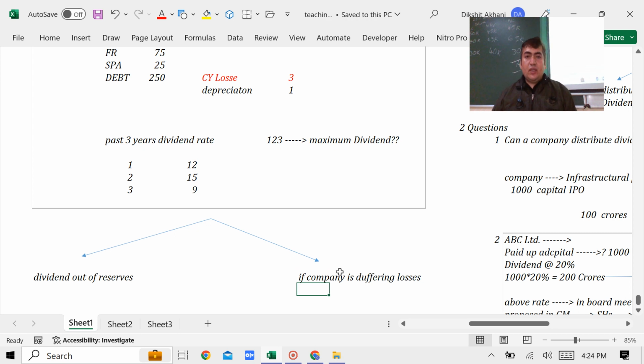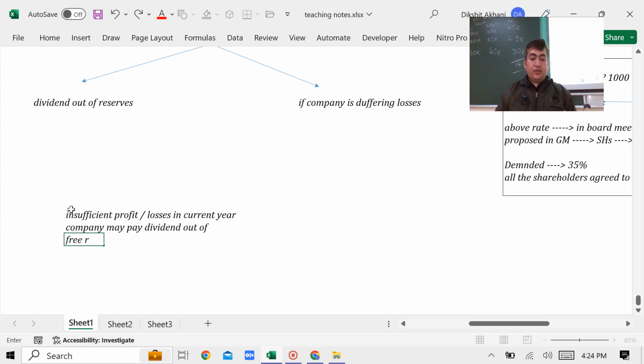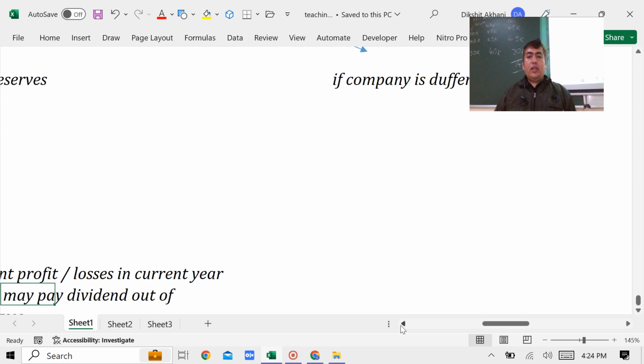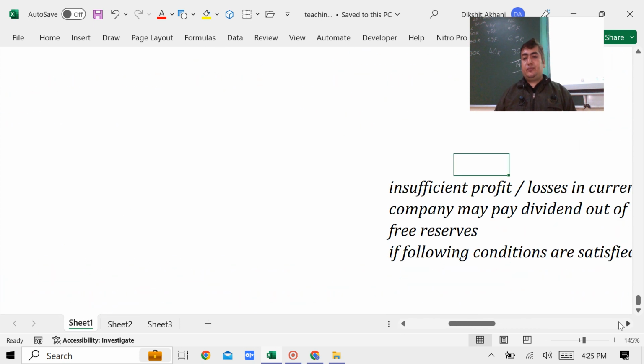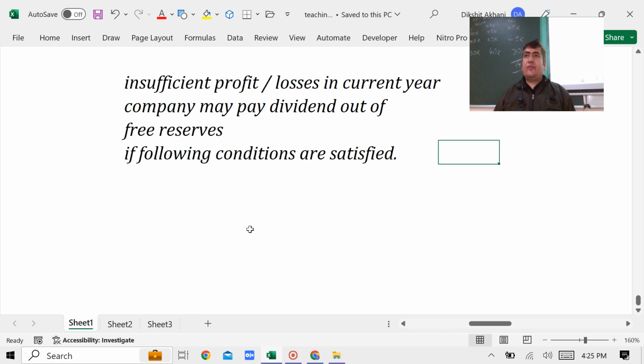So what the law says is that in case of insufficient profit or losses in the current year, the company may pay dividend out of free reserves if the following conditions are satisfied. Now what are those conditions? Let's go one by one.